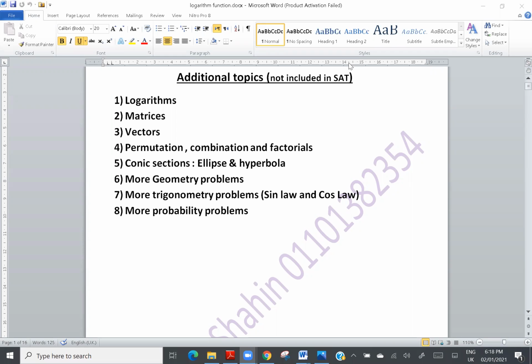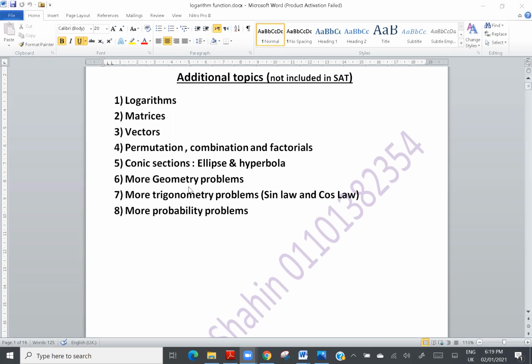Okay, first, you have to know that the ACT test is different from the SAT in some points. The first point, there are additional topics like these topics that I'm showing to you now, like logarithms, matrices, vectors, permutation and combination, vectorial, conic section, ellipse and hyperbola, more geometry problems. As you know, SAT doesn't have more geometry problems, only similarity and some others.